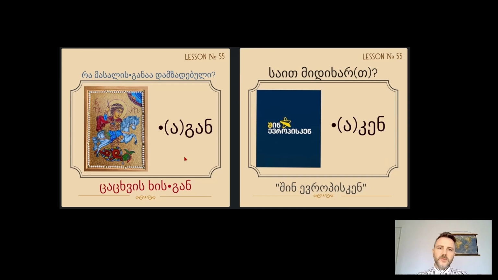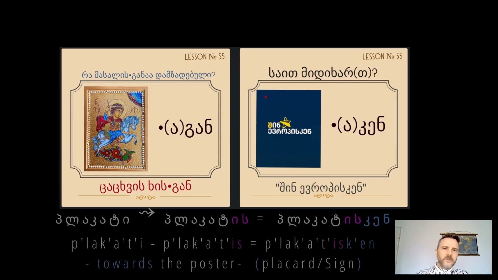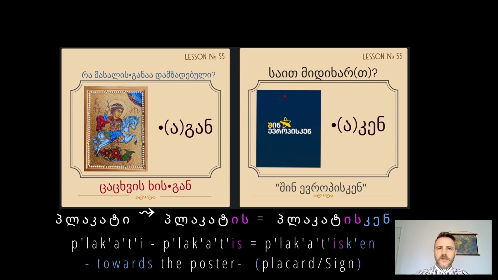The next is going to be KEN. Now, as we can see, this is St. George on his way towards this plakati. Plakati is a poster or some kind of sign, and so he's on his way towards this. Towards is the tandebuli, KEN.